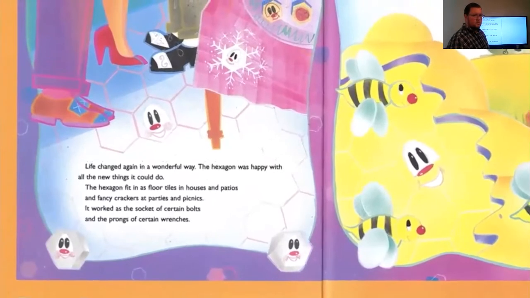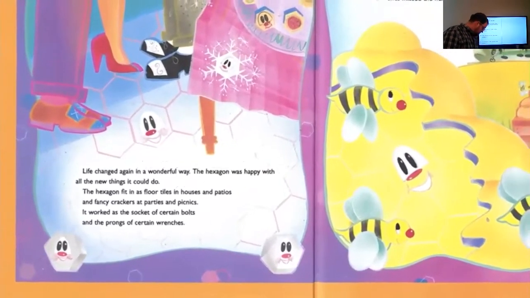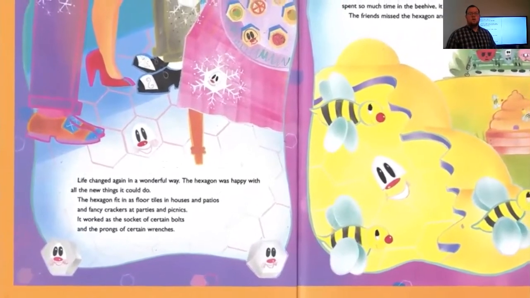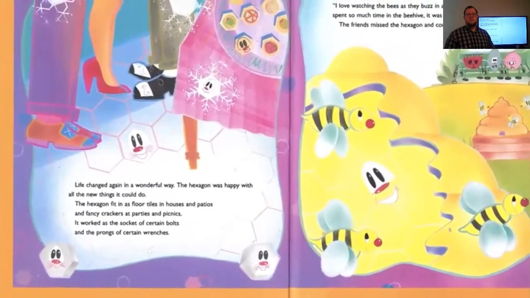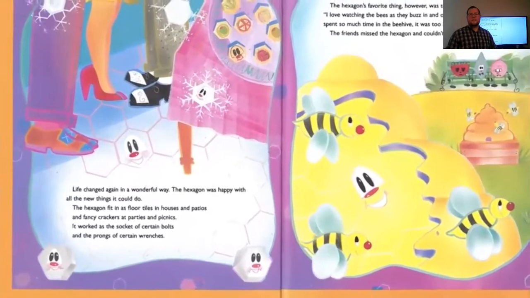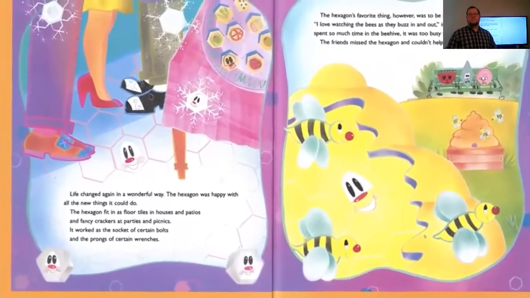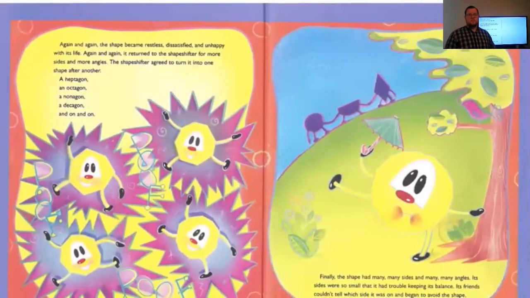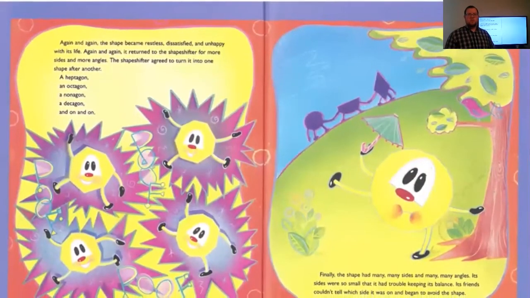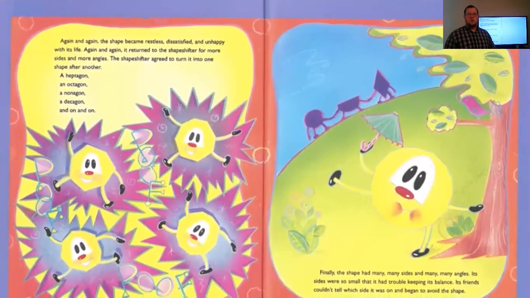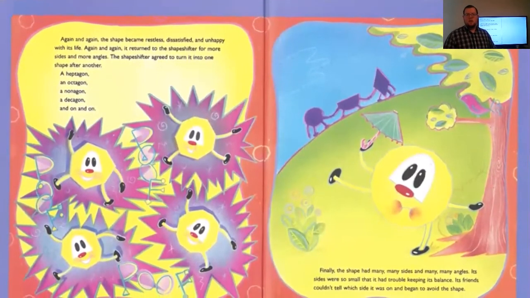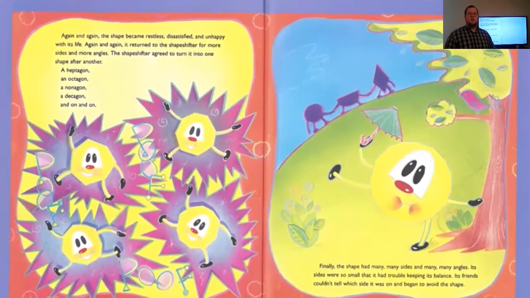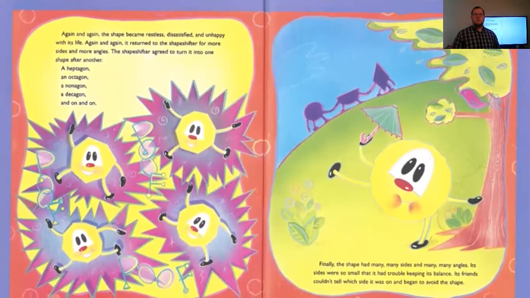I love watching the bees as they buzz in and out, it said. The hexagon spent so much time in the beehive, it was too busy to talk to its friends. The friends missed the hexagon and couldn't help feeling ignored. Again and again, the shape became restless, dissatisfied, and unhappy with its life. Again and again, it returned to the shapeshifter for more sides and more angles.